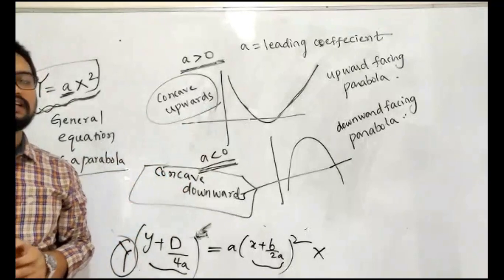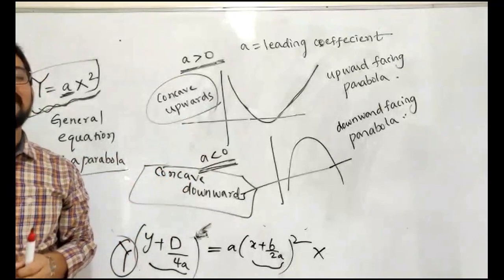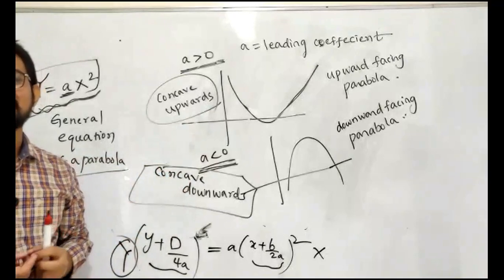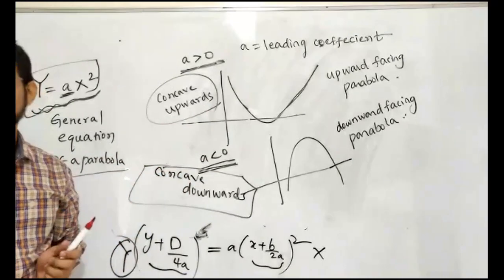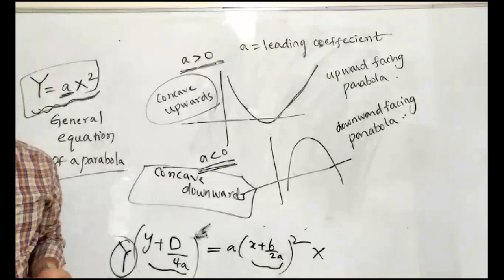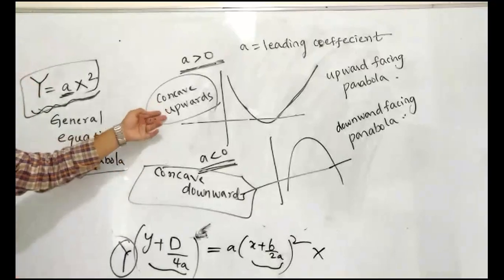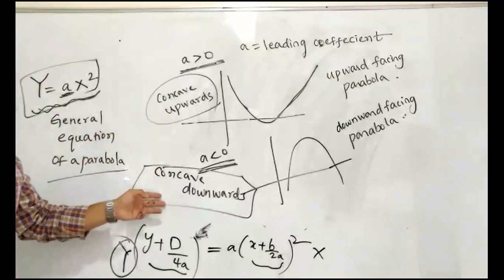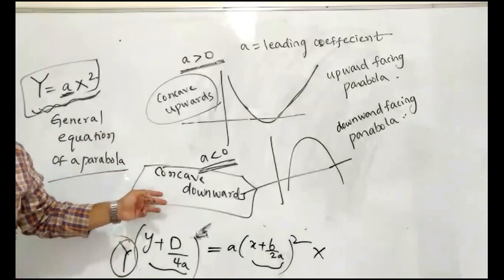Now someone is asking, sir, what if a is equal to 0? If a is equal to 0, that becomes a straight line. It doesn't become a quadratic. That's the concept. So here it is concave upwards and here it is concave downwards. Hope this is very clear.